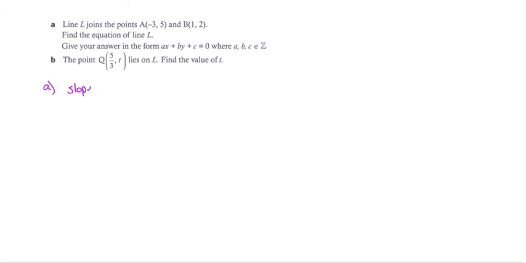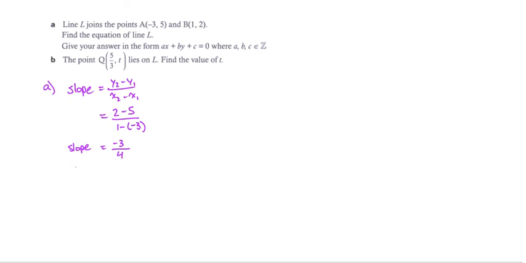So to calculate the slope, I'm going to use my slope formula, y2 minus y1 over x2 minus x1. So that gives me 2 minus 5 over 1 minus negative 3. Watch your signs, especially when you're subtracting a negative. So that becomes negative 3 over 4. So that's the slope of my line.